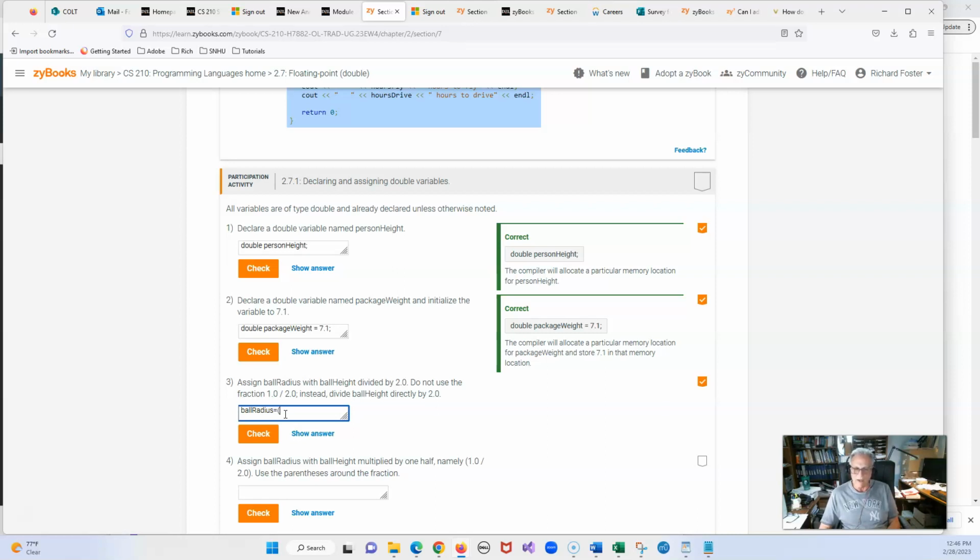We want ball height divided by 2, so we're going to do ball height divided by 2.0. Now notice the 2.0, and that's important because if ball height happens to be an integer and ball radius happens to be a double, what's going to wind up happening is you're going to get an integer divided by an integer, which is going to leave an integer, and the results will not be accurate. So now I have a parenthesis here, and I'm going to click on check and see what it says.